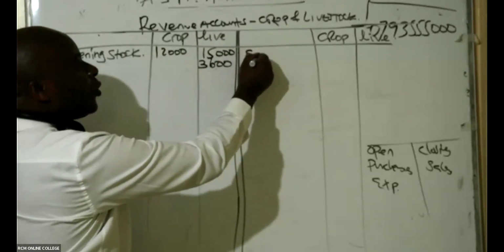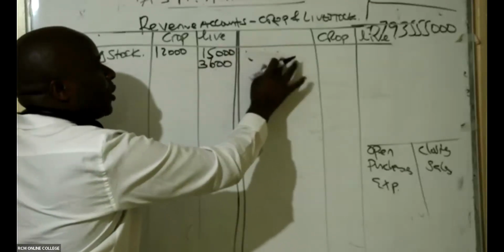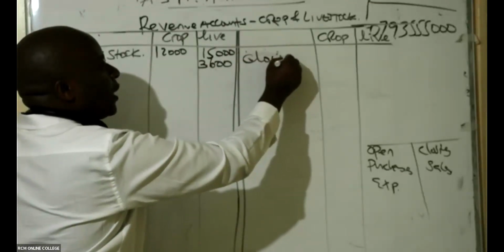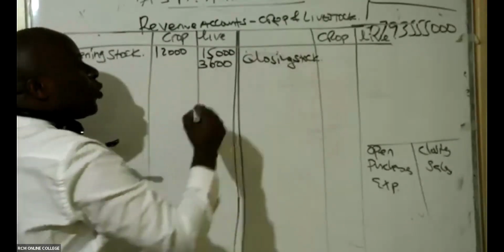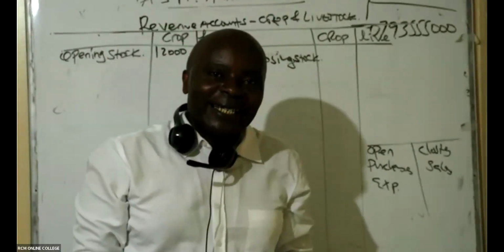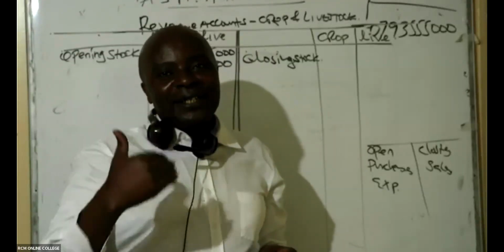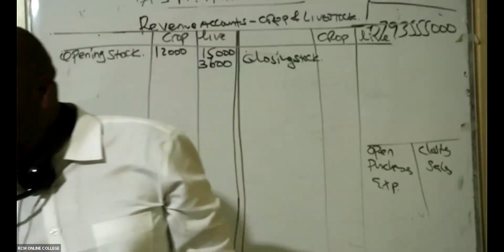Let's do the obvious things. Let's put closing first here. So closing stock: closing stock can't go to the trial balance. Closing stock will be under additional information.